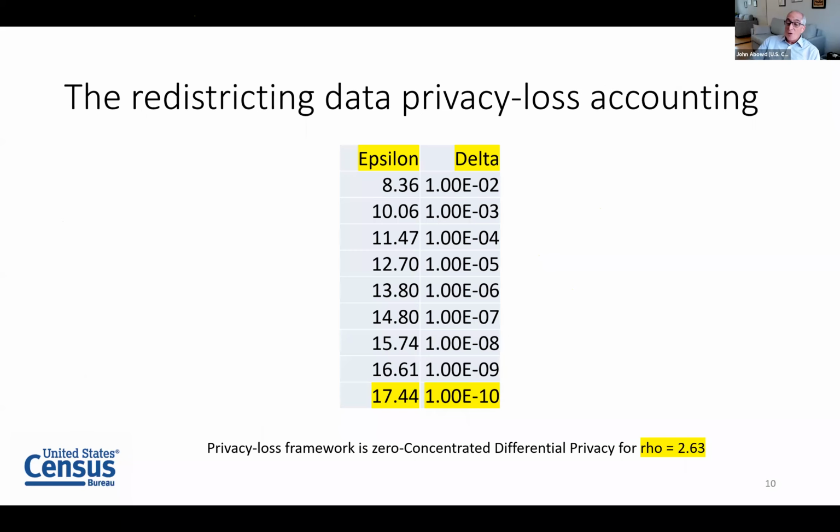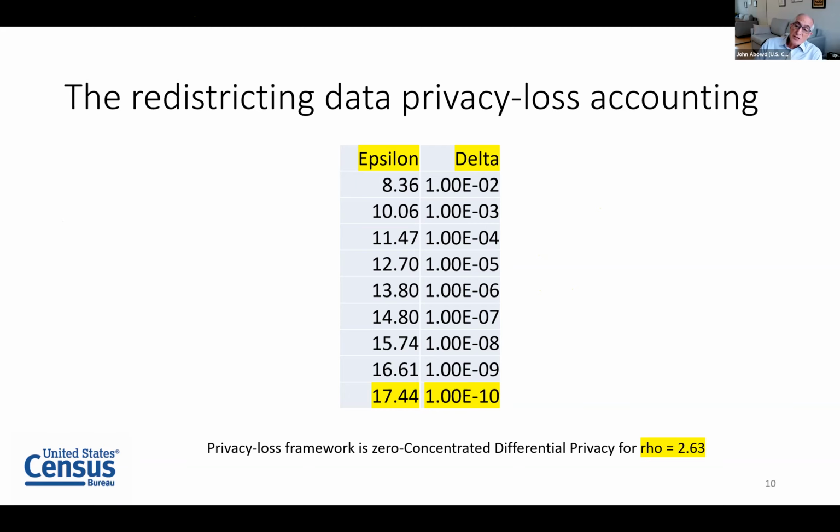And I'll just show you one example. I have to teach this. This is the privacy loss accounting for the 2020 Census Redistricting Data Summary file, okay? It was done under the Zero Concentrated Differential Privacy Framework, and therefore there are a continuum of epsilon delta values that are consistent with the global privacy loss budget of 2.63 measured in rho.